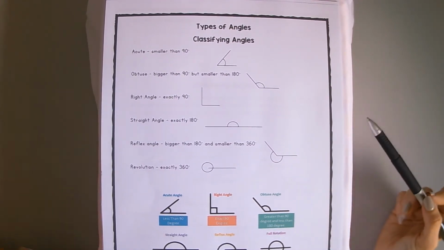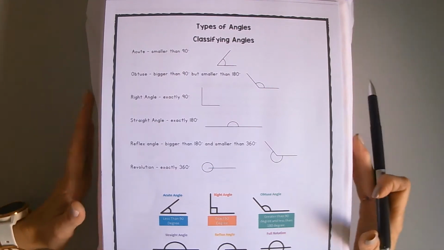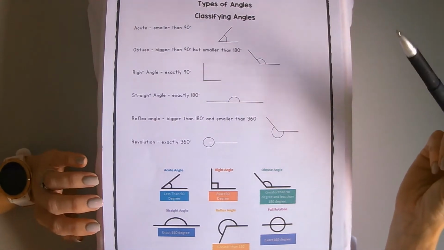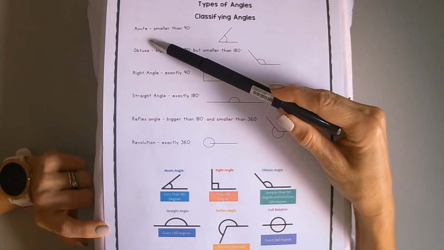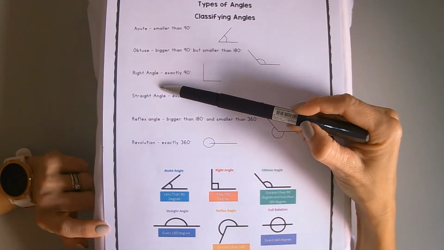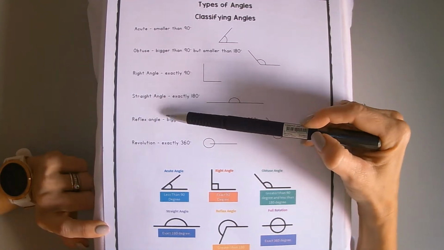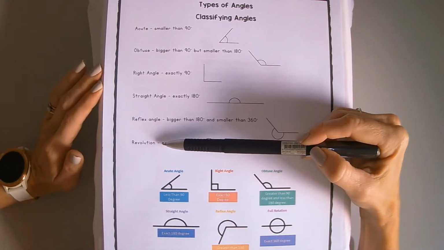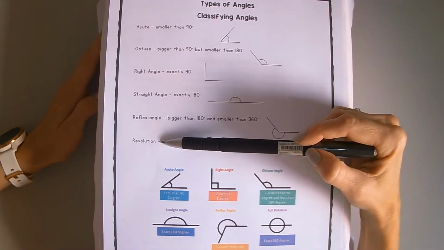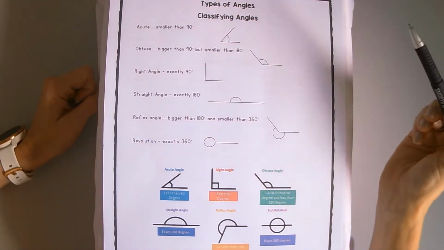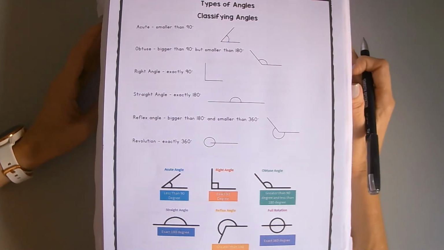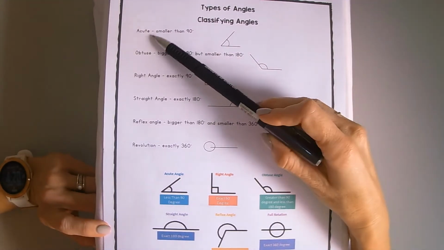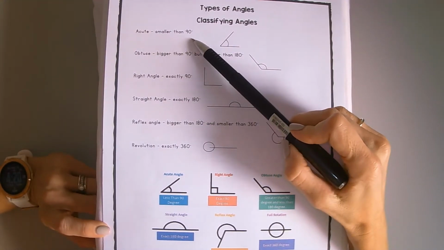There are 6 types of angles that we look at. I'm just going to bring this up a bit because there's a couple of pictures at the bottom. We're going to look at an acute angle, an obtuse angle, a right angle, a straight angle, a reflex angle, and something called a revolution. You need to know these 6 angles because they are going to help you later on when it comes to high school maths.